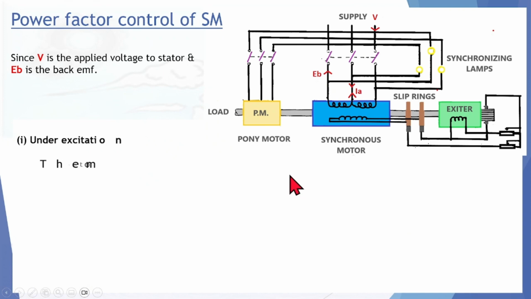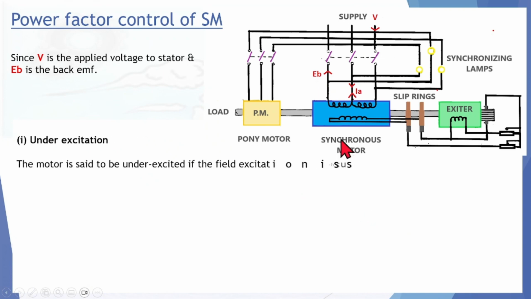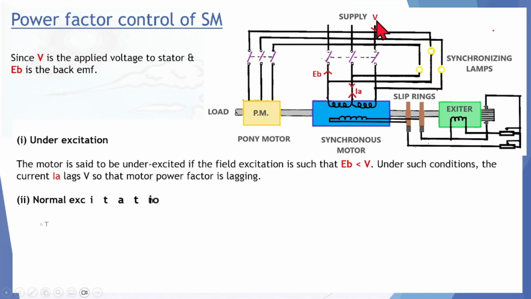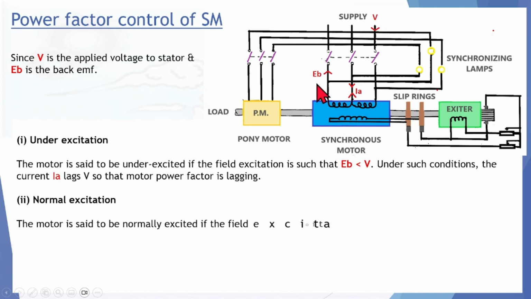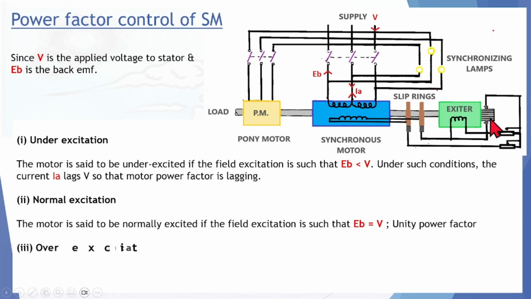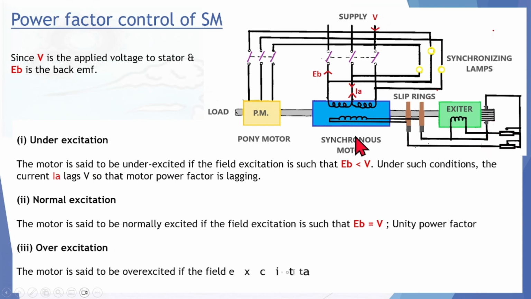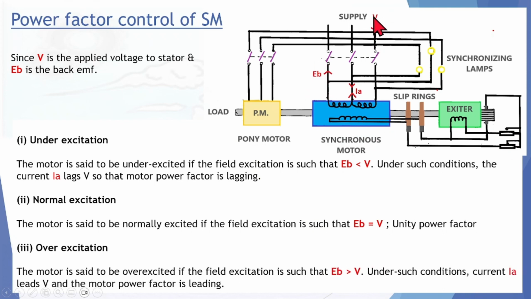Now this is familiar, right, the previous pony motor starting method. I have shown this back EMF and the supply voltage. Let's say we are talking about under excitation of this motor, when you adjust your excitation to the rotor field, if the back EMF is less than the supply voltage, we call it under excitation. At that time, your current lags the voltage, which means you consume power from your supply. So in that case, the motor runs as a reactive load or lagging power factor.